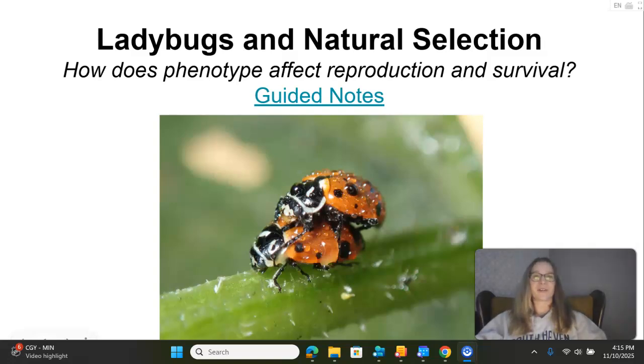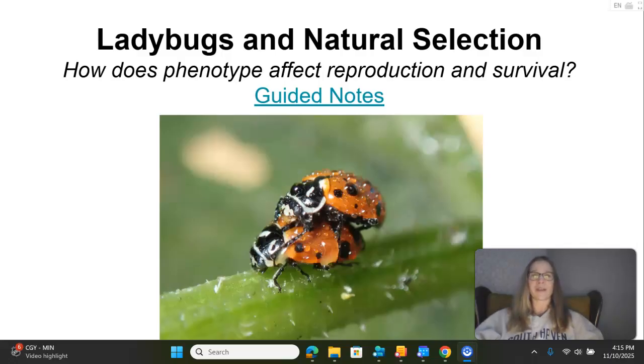All right, we're going to start talking about natural selection. This is a huge theme in evolution and a big reason why organisms are able to change over time. In fact, that's probably the main driving force and main definition of how organisms change over time. So get out your guided notes and a pencil if you don't have one yet.